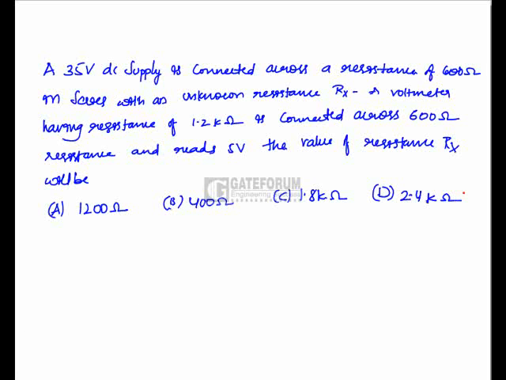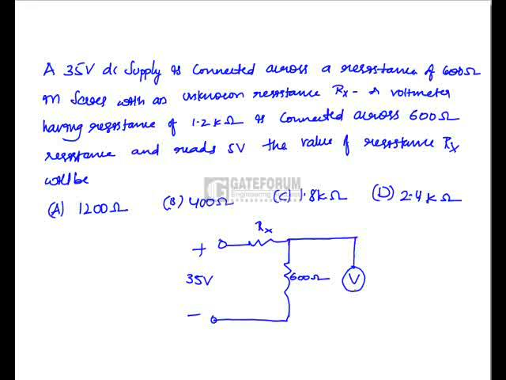A 35 volt DC supply is connected across a resistance of 600 ohms in series with an unknown resistance Rx. Okay, now let us draw the diagram of this one. Let us take this resistance as the unknown resistance Rx. It is connected in series with 600 ohms, across a 35 volt DC supply. Now a voltmeter having a resistance of 1.2 kilo ohm is connected across this 600 ohm resistance. And this voltmeter reads 5 volts. The value of resistance Rx will be? We have to find the value of Rx.